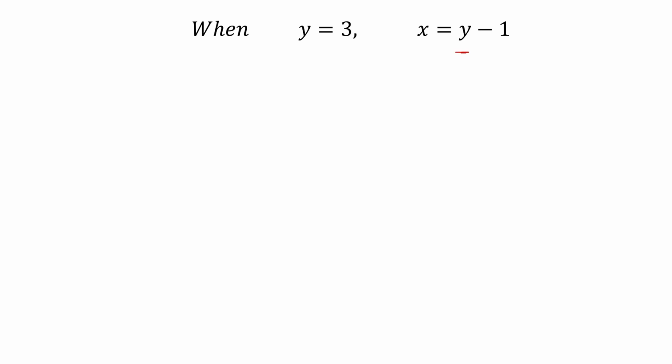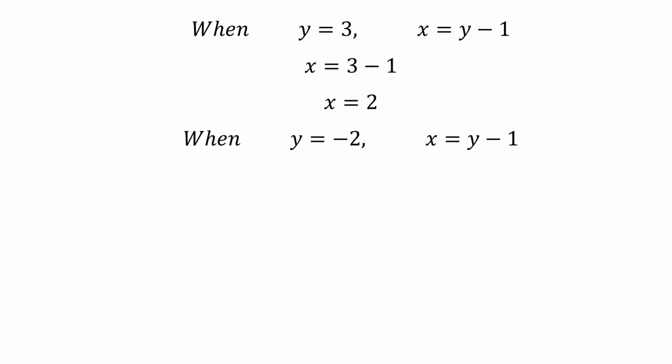So it will be x is equals to 3 minus 1, which is 2, like this. So x is equals to 2 when y is equals to 3. What about when y is equals to minus 2? When y is equals to minus 2, I'm going to use the same equation. So I will be substituting minus 2 here, and if I substitute minus 2 here, it will be minus 2 minus 1, which is minus 3.